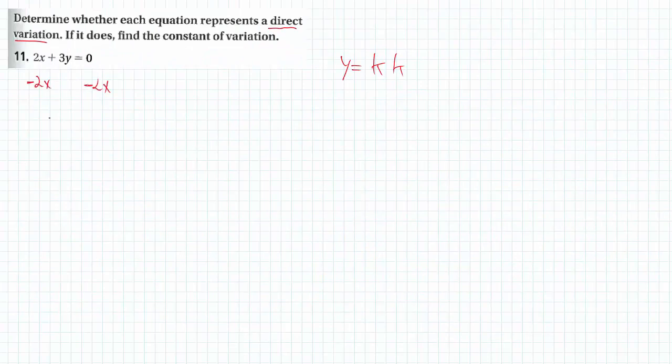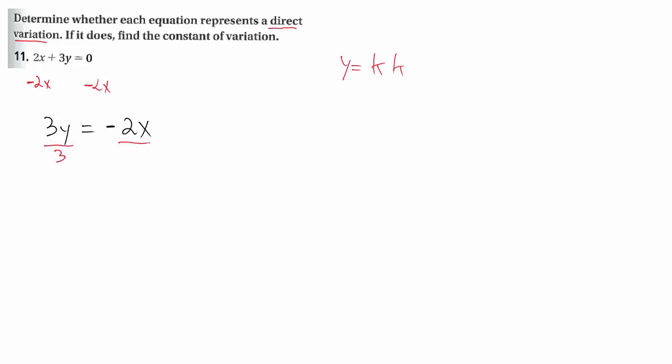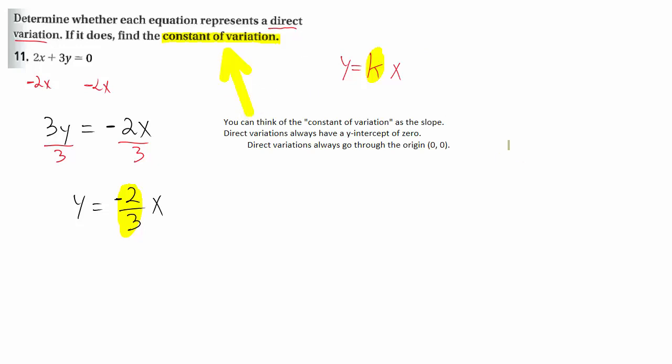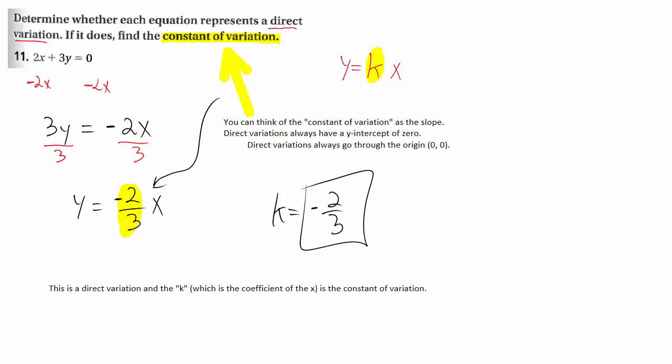Here I'm looking at direct variations, which is an equation where y equals kx. And the k is just simply kind of like the slope there. So I can get the y by itself, and when I write this as y equals kx or y equals something times x, there's no y-intercept. So in a direct variation, it always goes through the origin, or it has no y-intercept. So this is a direct variation, and the constant of variation, which is kind of like the slope, is -2/3.